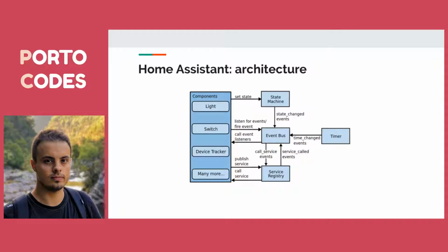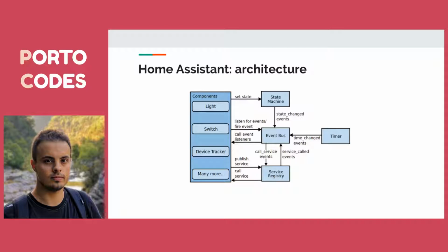So the basic architecture of Home Assistant has a state machine. Components are the things that you can develop. You have components for lights, components for switches, and so on. Let's imagine the Philips Hue lights are a component that is somewhere here. In the components you can set states on the state machine, those fire events. You can also fire events and listen to events, and components publish services like the light turn on, which is a service that the user or Home Assistant can call.